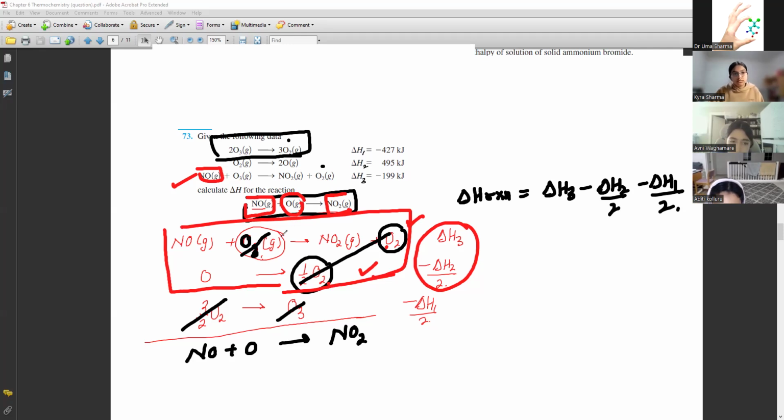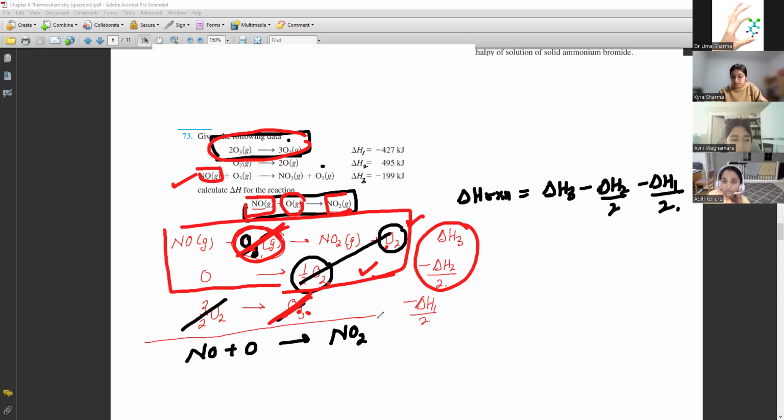So we are going to focus on O3, which will be easy, because I will reverse this equation so that O3 comes on the product side and can be cancelled, and divide by 2. That is the reason I just focused on O3, not on O2. Yes, Avni, I answered your question.